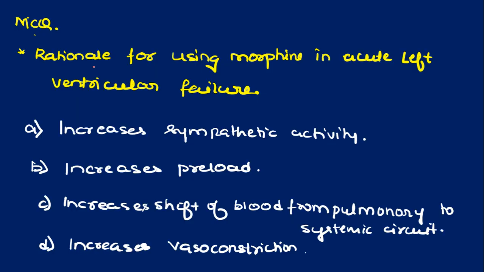Coming to the MCQ: what is the rationale for using morphine in acute left ventricular failure? Option A, it increases sympathetic activity. Option B, it increases preload. Option C, it increases shift of blood from pulmonary to systemic circulation. Option D, it increases vasoconstriction. As we have seen in the last slide, the answer is that it increases the shift of blood from pulmonary circulation to systemic circulation.